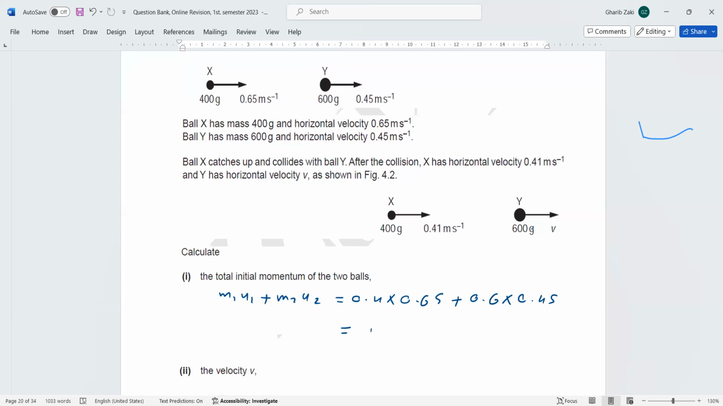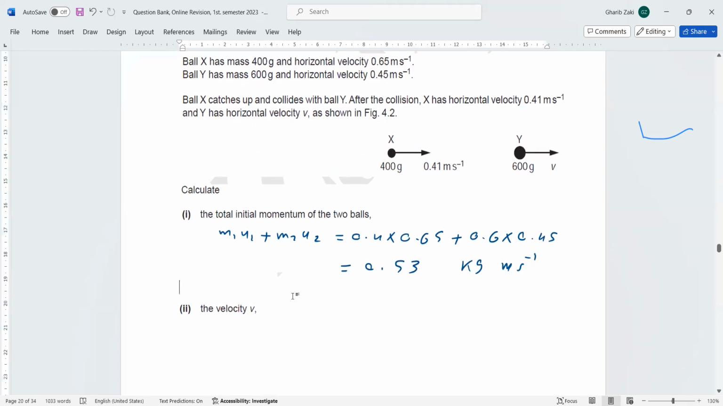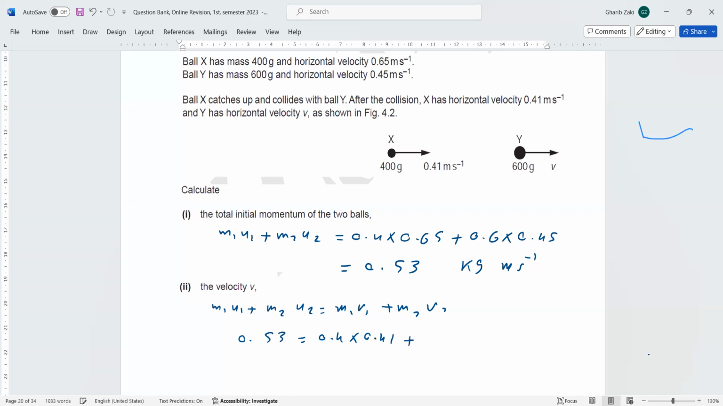So the total is 0.53 kilogram meter per second. Next question. He said find the velocity. We write M1 U1 plus M2 U2 equals M1 V1 plus M2 V2. So before it is 0.53 equals 0.4 multiply 0.41 plus 0.6 V. From this, V equals 0.61 meter per second.